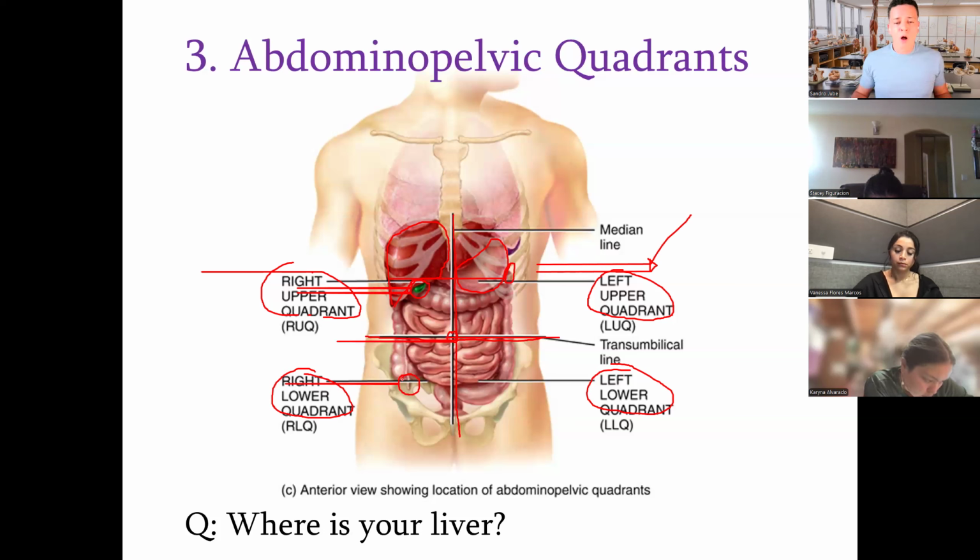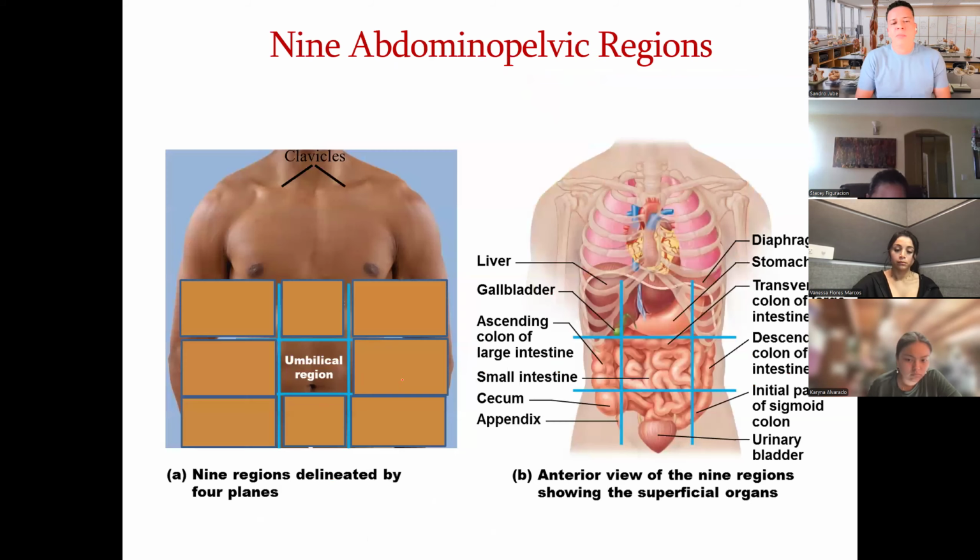So when a patient walks into a clinic or a hospital and is complaining of pains in different regions of the abdominal pelvic quadrants, a doctor or nurse can start making a diagnosis, possibly thinking about what organ is associated with the pain that the patient is feeling. Okay? The other subdivision of the abdominal pelvic cavity is what we call the 9 abdominal pelvic regions.